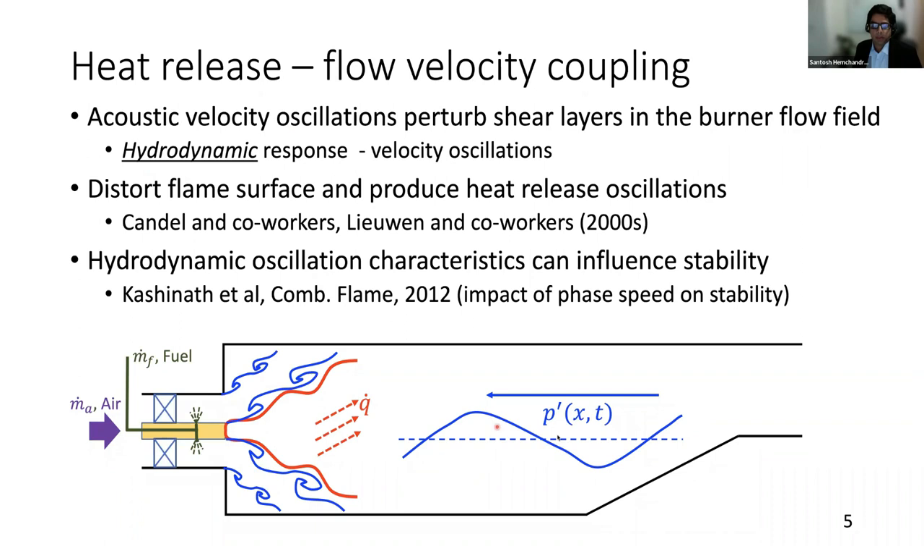So if you now have acoustic pressure oscillations, what that does is it induces acoustic velocity oscillations all over the combustor. And typically at an injector opening like this, you would expect this region to be a velocity antinode. In other words, you would get high amplitude acoustic velocity oscillations. Now that can perturb shear layers, which can then roll up. This is as far as my artistry goes. This is to represent a rolled up shear layer. And these vortices can then interact with the flame and wrinkle it, causing burning area oscillations. And that gives rise to heat release oscillations.